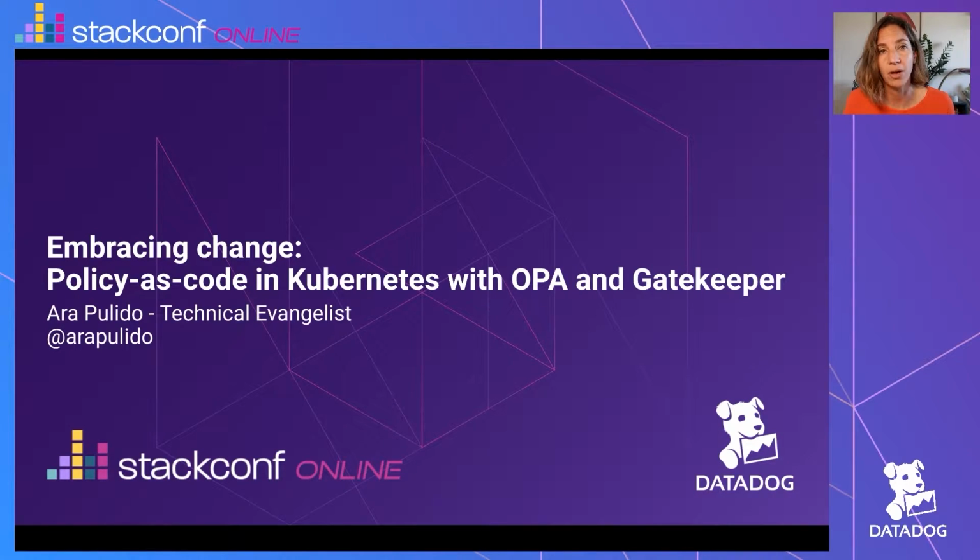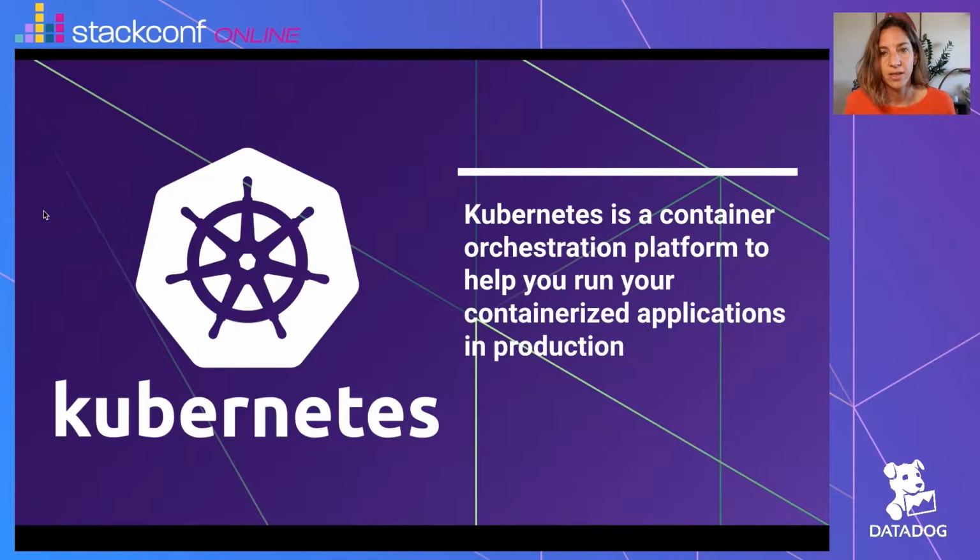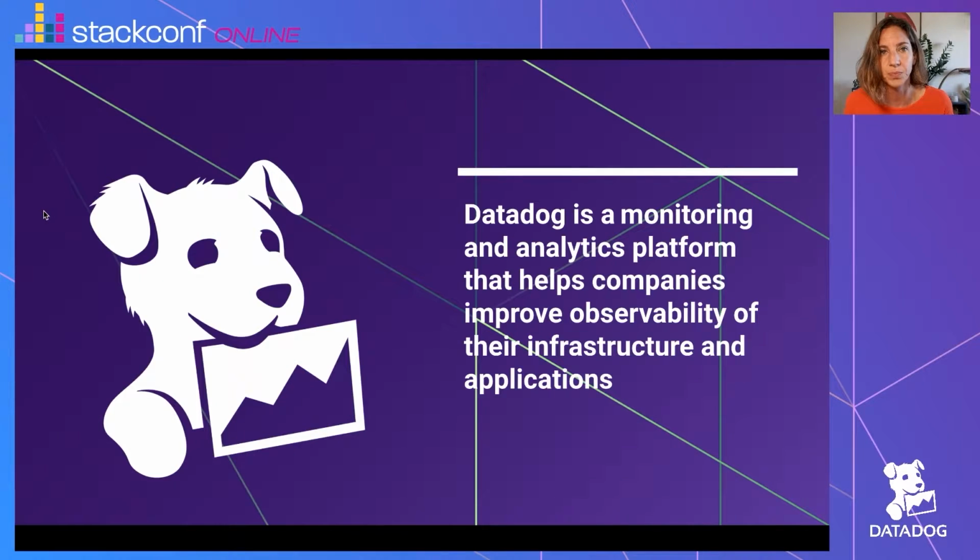Again, we are going to be talking about policy as code with OPA and Gatekeeper in Kubernetes. So first of all, what is Kubernetes? Probably many of you already know, but basically Kubernetes is a container orchestration platform that helps you run your containerized applications in production. And it has super nice features like it's completely API driven. It has features like auto healing, auto scaling, etc. So very useful, very successful open source project.